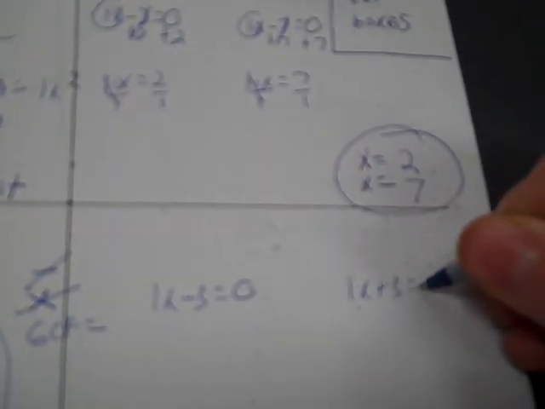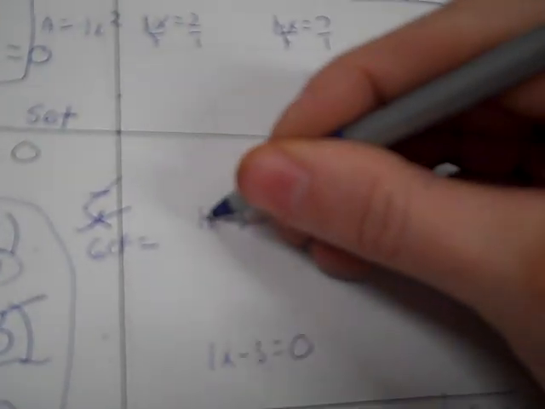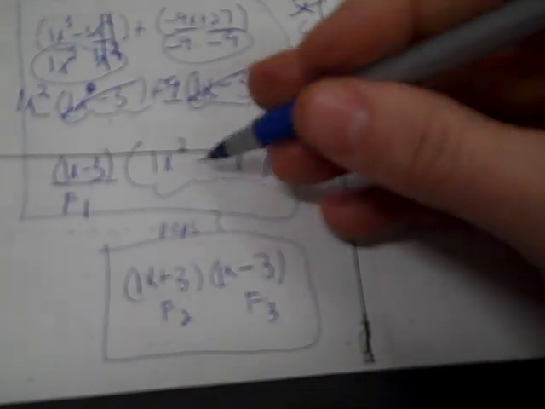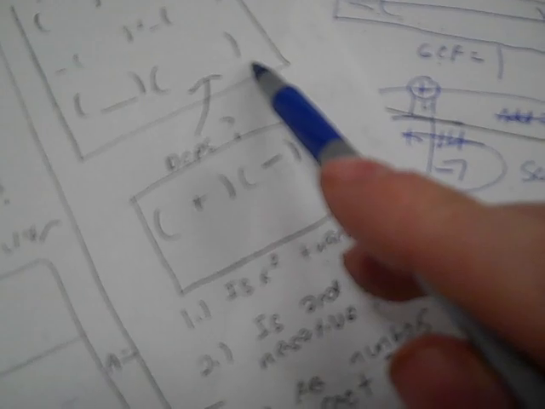So 1x minus 3 could equal 0. 1x plus 3 could equal 0. 1x minus 3 could equal 0. So I dot and circle. Remember, when you get down here, that's your F1, but this is where I look for the difference of perfect squares, the one on the right, and it says it right here. You can see that, okay?